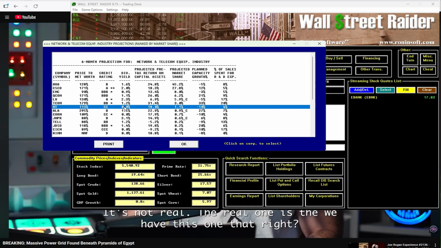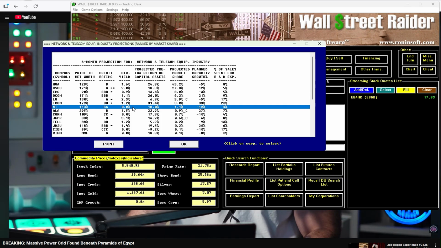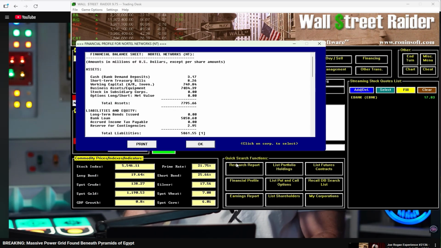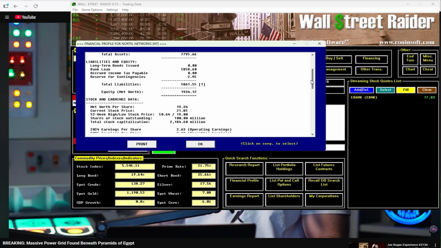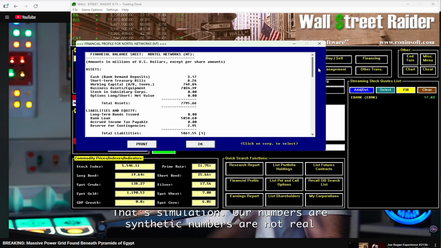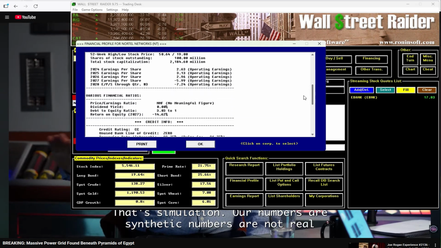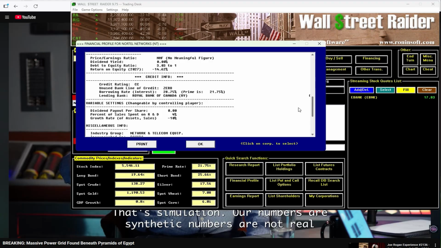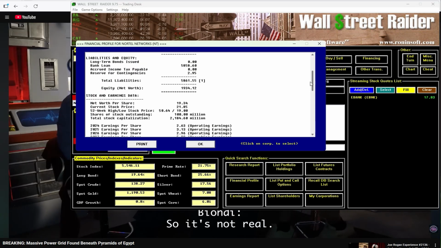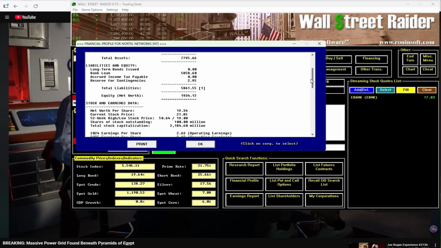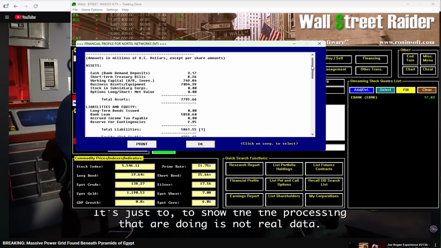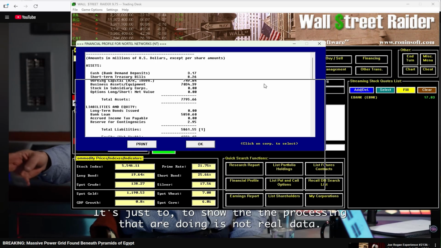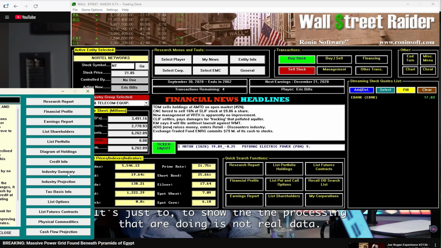Right. So is there a process, like you said, of focusing? Is that what they're doing here, focusing and correcting the image? That's for simulation. Our numbers are synthetic, not real measurements. Okay, so it's not real. It's just to show the processing that you are doing.